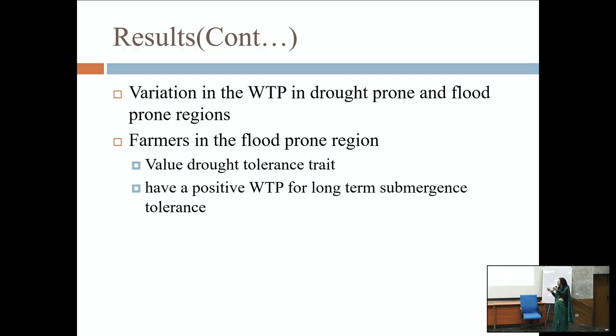So then we just try to do, what about farmers in flood-prone regions? What do they prefer? And what do farmers in drought-prone regions prefer? So we found that farmers in the flood prone region had a positive willingness to pay for submergence tolerance, but they also valued the drought tolerant trait.